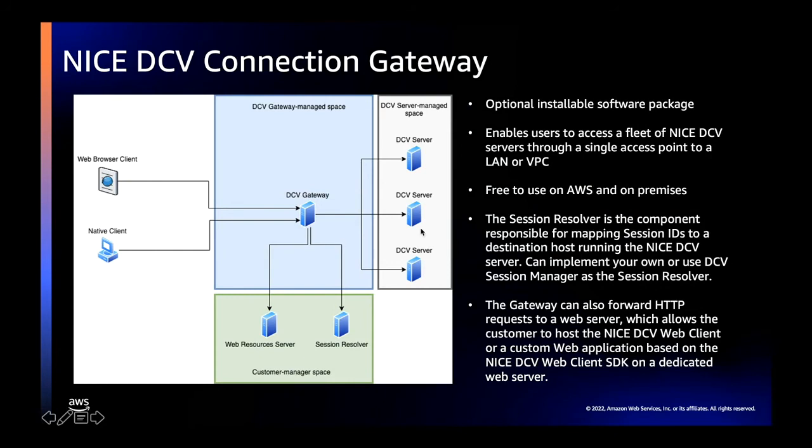We also have a connection gateway, which is another optional installable package that customers can use to act as a gateway between the hosts and the clients, so you don't expose all your DCV servers out on the internet. And this gateway supports both UDP and TCP connection. So if you're using QUIC, you can still use it, and it works both on AWS and on premises.